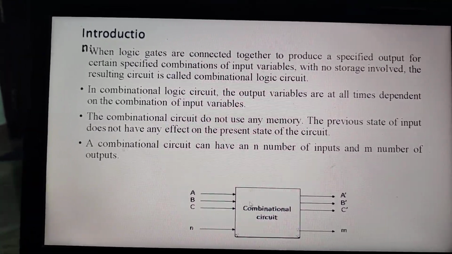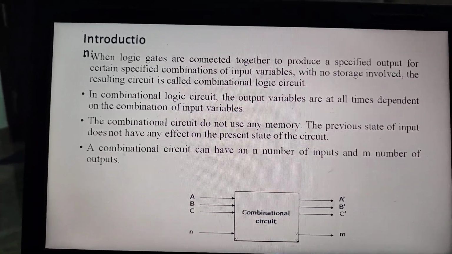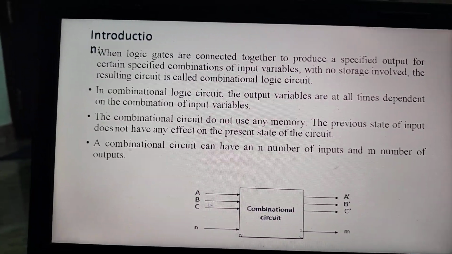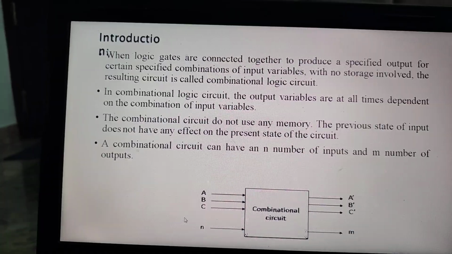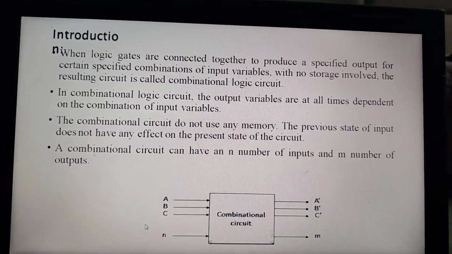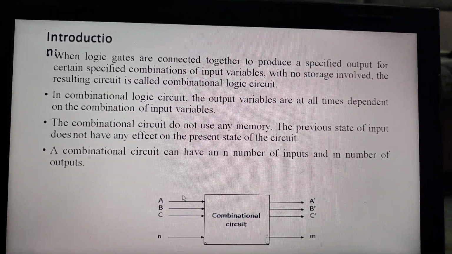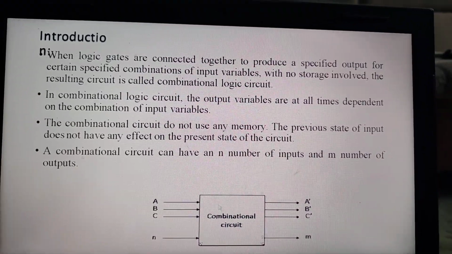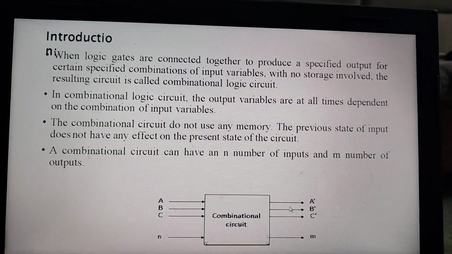This is the feature of the combinational logic circuit. That is, a combinational logic circuit has a combination of n input variables with no storage involved, and it does not depend on any previous states to give the input. So without any usage of memory, we get the input, do some process and produce the output. This is called a combinational logic circuit.